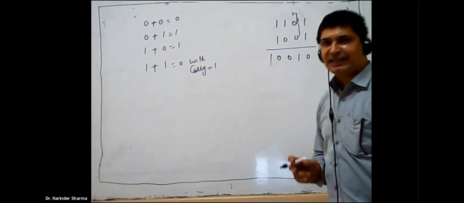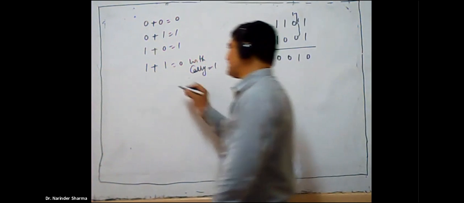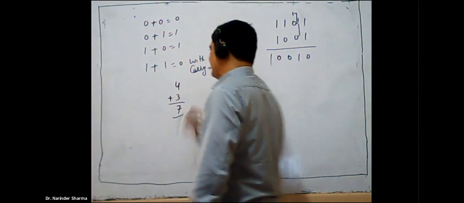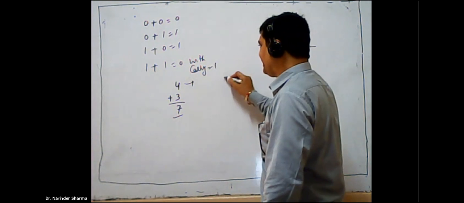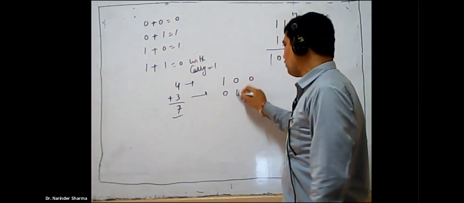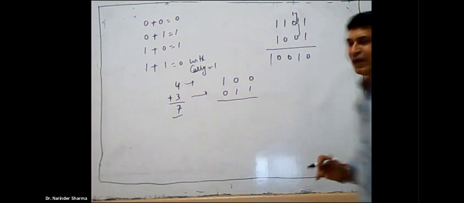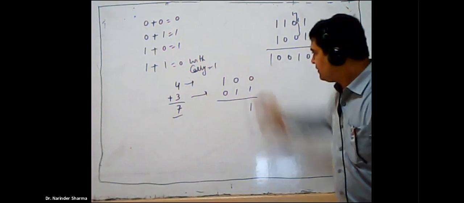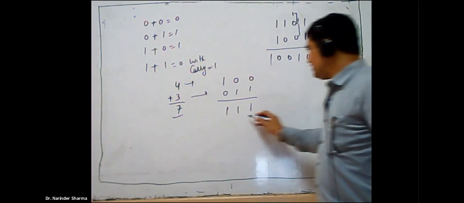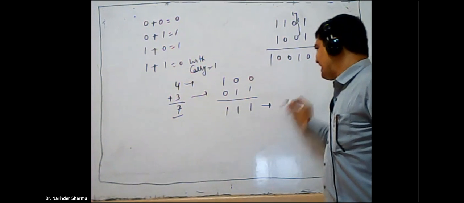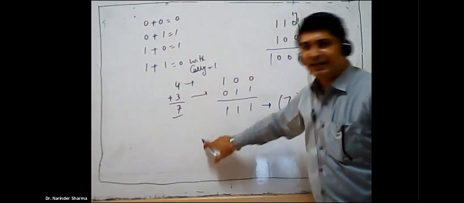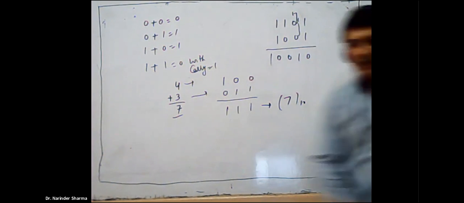We can take another example to understand this. For example, let us say there is 4 plus 3, that is 7. If I convert its binary equivalent, that would be 1, 0, 0, and for 3 that would be 0, 1, 1. If I add these together, 0 plus 1 is 1, 0 plus 1 is 1, 1 plus 0 is 1. So you will get 1, 1, 1. Its decimal equivalent is 7. 4 plus 3 is 7. In this way, we can pursue the binary addition.